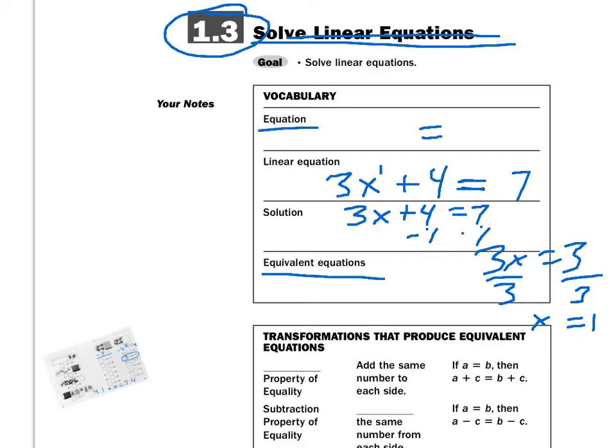Equivalent equations are two equations that have the same answer. So if this one up here has an answer of 3x plus 4 equals 7, and I said something like 5x minus 2 equals 3, those both have the same answer. They both have the answer of x equals 1, so therefore they are equivalent equations.